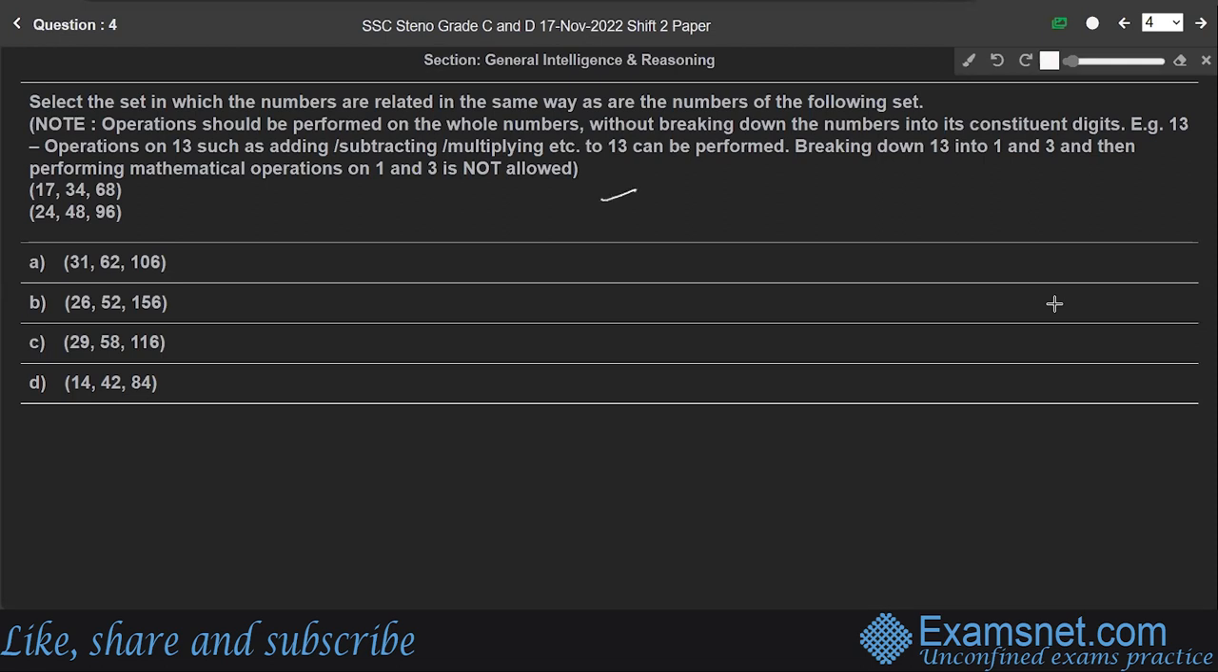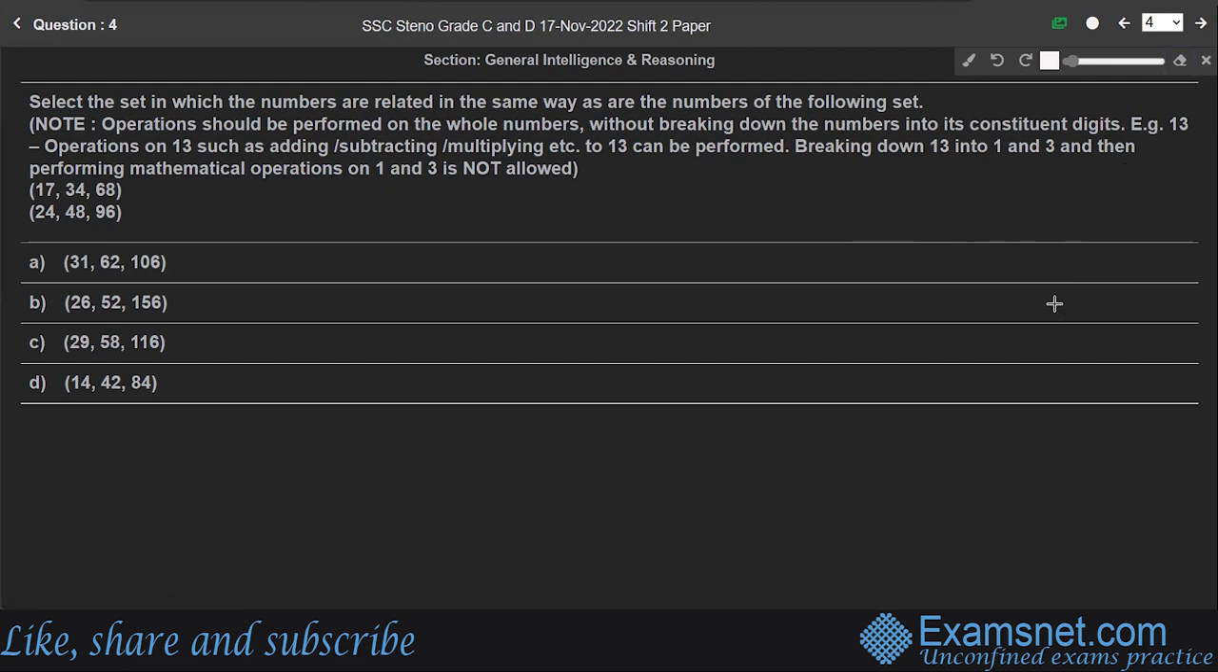Question number 4. Select the set in which the numbers are related in the same way as are the numbers of the following set. Here is a note that the operation should be performed on the whole numbers. For example, if you consider 13 as the number, operations like addition, subtraction, multiplication and division should be done on the whole number. You should not divide the number 13 into its constituent digits, so you cannot take 1 plus 3. It should be taken as 13 plus. On the whole numbers, you have to take the mathematical operations.